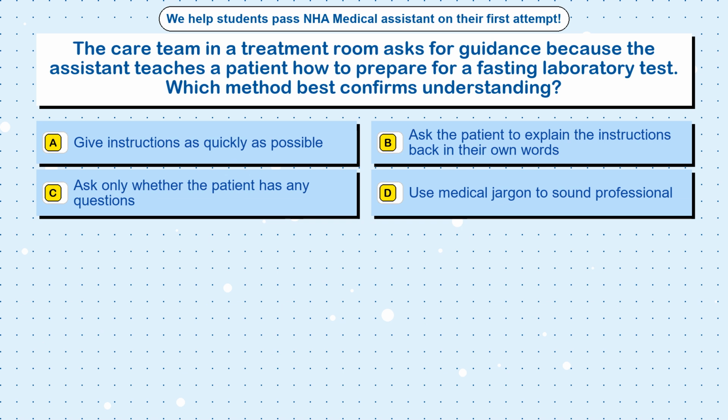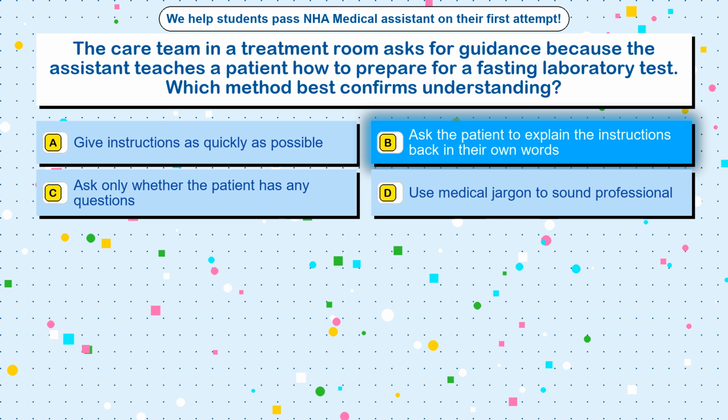Question 43. The care team in a treatment room asks for guidance because the assistant teaches a patient how to prepare for a fasting laboratory test. Which method best confirms understanding? Option A. Give instructions as quickly as possible. Option B. Ask the patient to explain the instructions back in their own words. Option C. Ask only whether the patient has any questions. Option D. Use medical jargon to sound professional. The correct answer is option B.